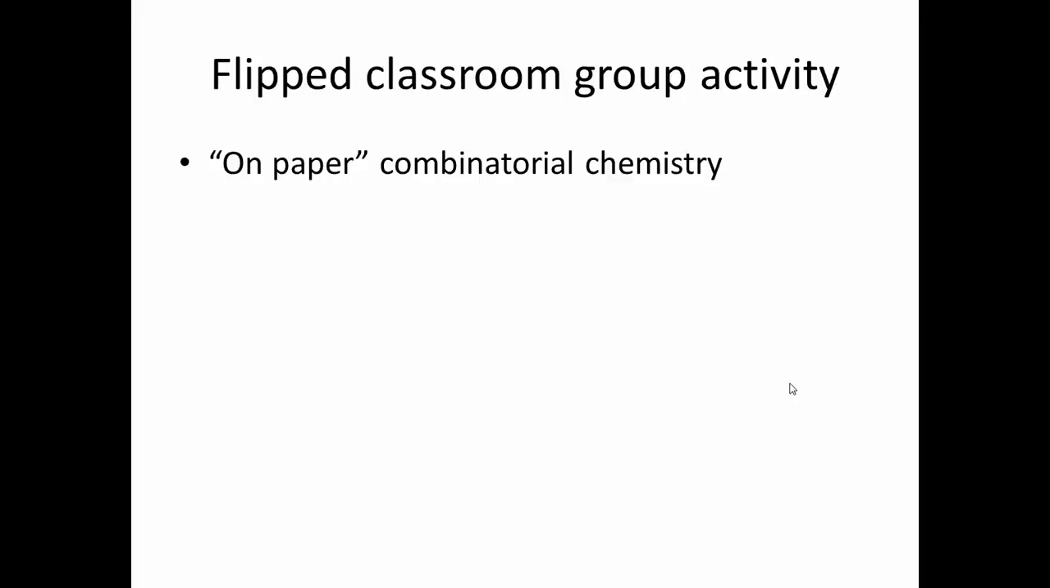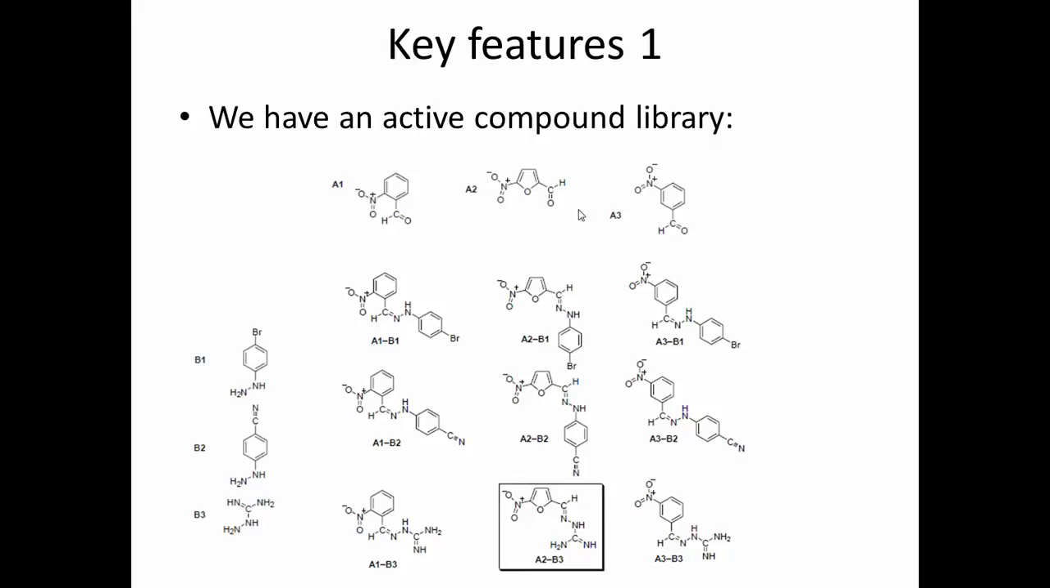Okay, so the flipped classroom activity, what's that all about? So essentially we're going to do on-paper combinatorial chemistry. That's what we're up to here. So we're going to look at making hydrazones. We have a mixture of reactants with which we're going to make mixtures of products. So we have an active compound library here.